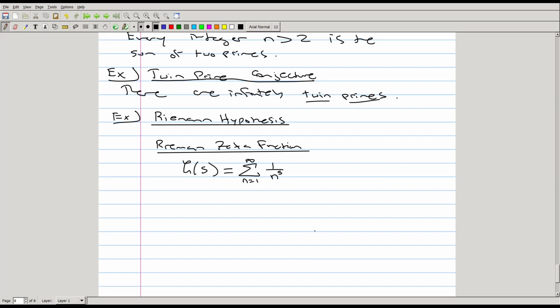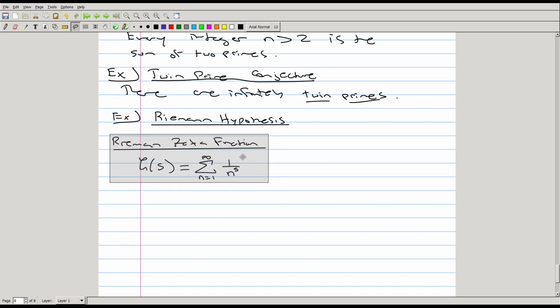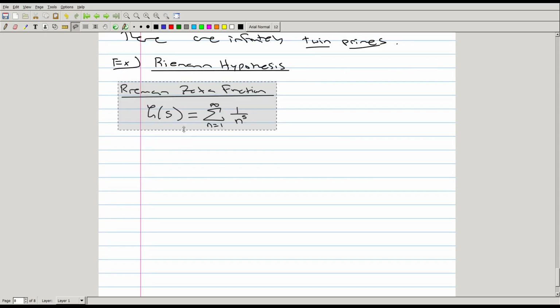So this function can actually be what's called analytically continued to all complex values. So the value of the function can be extended to all possible complex inputs of s except for certain poles. And the idea is that this hypothesis is centered around what are called the non-trivial zeros of this function. So this function has a number of different points where it has a zero value.